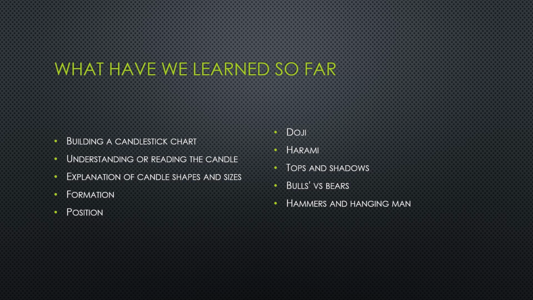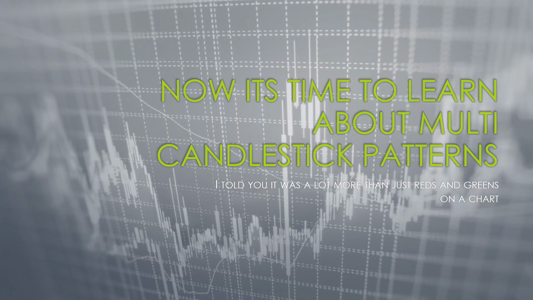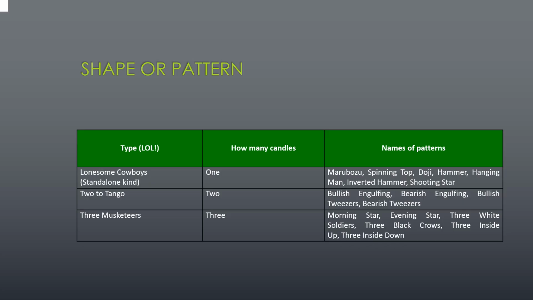Now, we've talked about building a candlestick chart, understanding and reading the candle. We've talked about the shape and sizes of the formation, the position. We've talked about the doji, the harami, the tops, the shadow, the bulls versus the bears, the hanging man and the hammers. And we're just scratching the surface. But now it's time to learn about multiple candlestick patterns. I told you it's a lot more than just reds and greens on a chart.